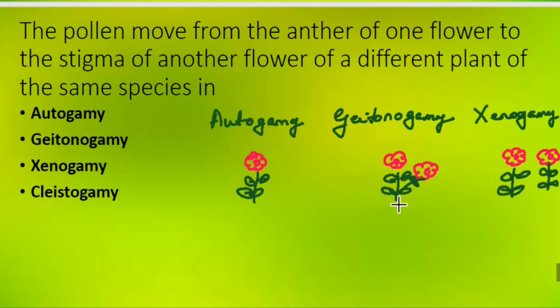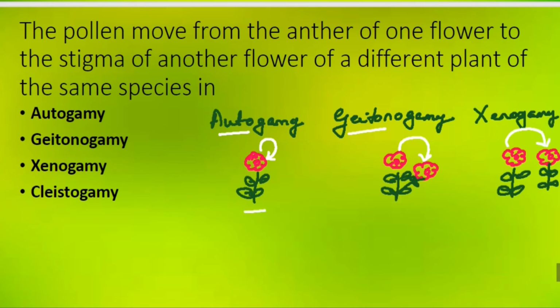Okay. Auto means self. In autogamy, what happens? The pollen grain from this flower falls on the stigma of the same flower. Where it comes to Geitonogamy, pollen grains from one flower of the plant fall on the stigma of another flower of the same plant. In the third case, Xenogamy, pollen grains from one plant fall on the stigma of another plant.